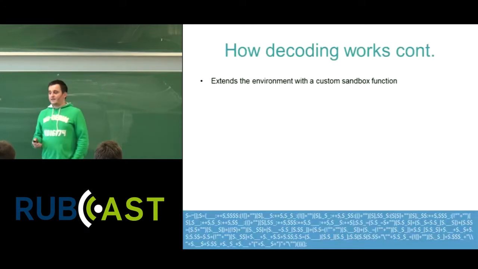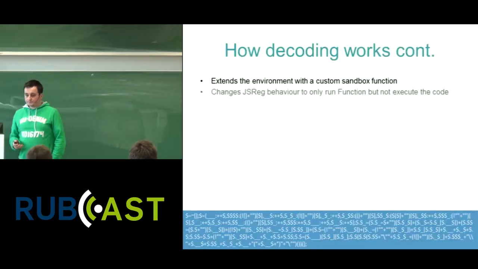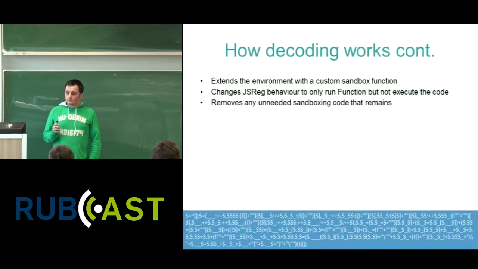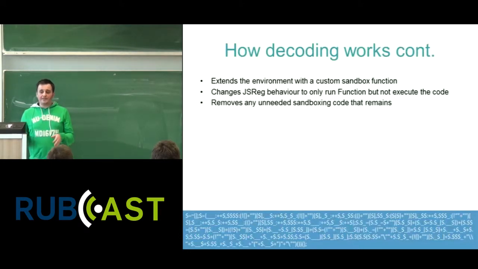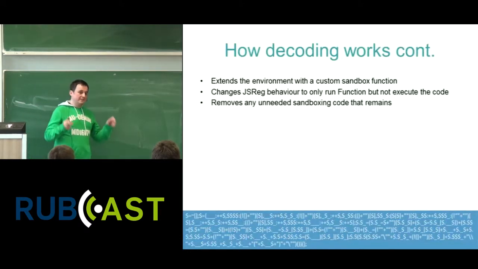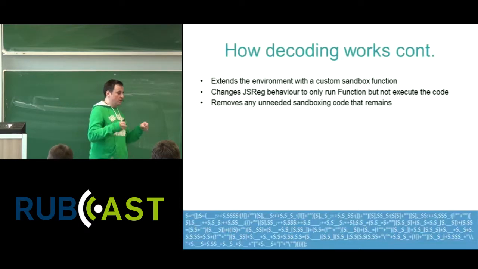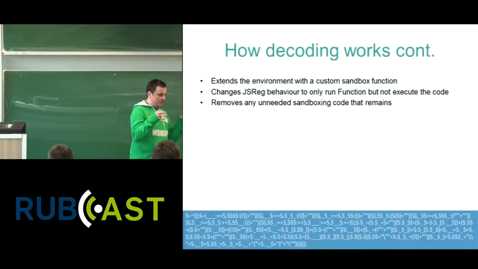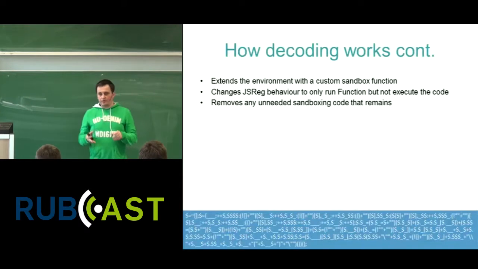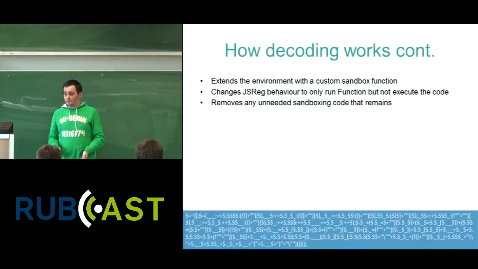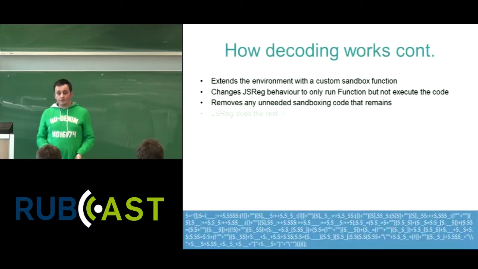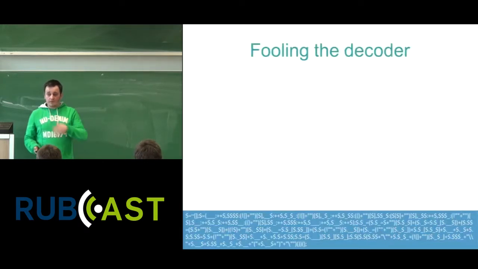So we're extending the actual environment itself. We're removing the unneeded sandboxing code, which is the specific protection in function calls where JSReg changes every single function and makes sure that it only executes a certain number of times. I remove that just for visual purposes, so you don't see it, but then you can return the code as it was intended. And then it does the rest.